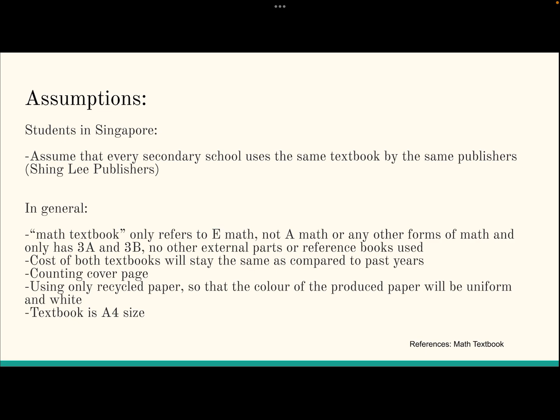We made some assumptions. We assumed that every secondary school uses the same textbook by the same publisher, Xingli Publisher, and we also assumed math textbook only refers to E-math, not A-math, or any other form of math, and has only 3A and 3B. No other external parts or reference books were used. The cost of both textbooks will stay the same as compared to past years.